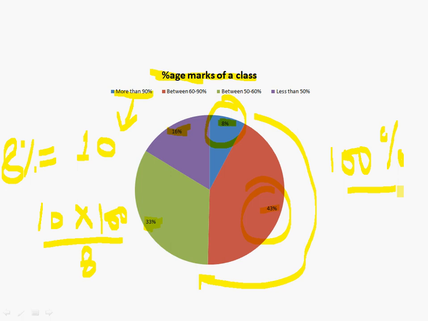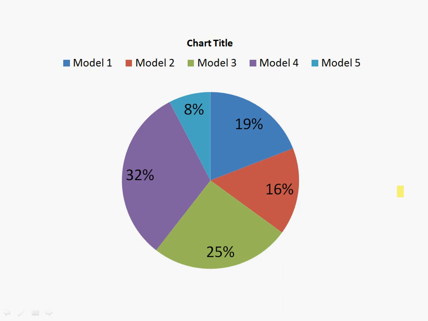So this was one of the easier examples. Now let's take another example. The chart title is not given. This is the chart of the production of Nike, right? So Nike produces 5 models: model 1, model 2, model 3, model 4, model 5, in these percentages: 16, 19, 16, 25, 32 and 8.